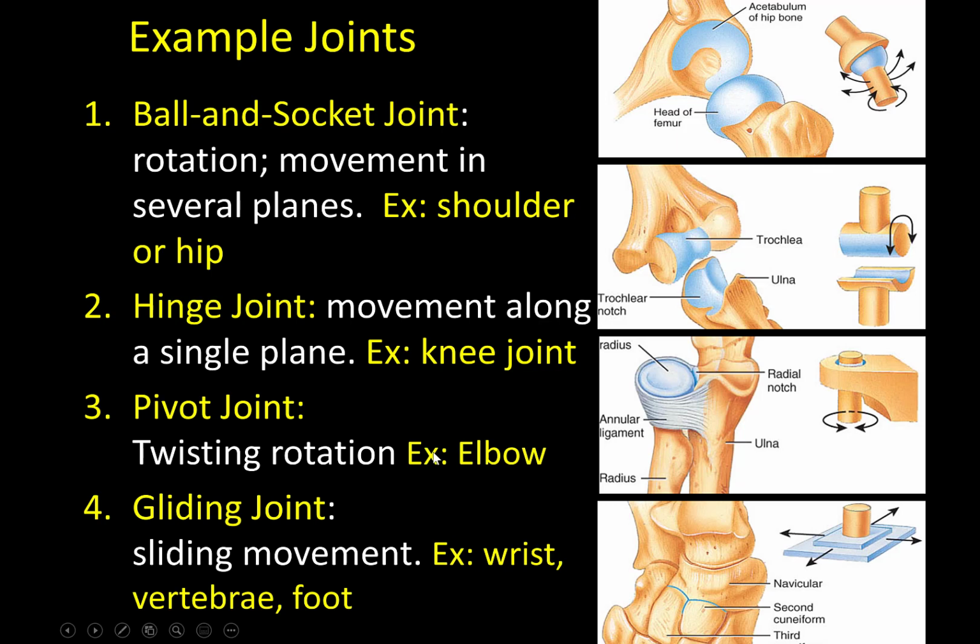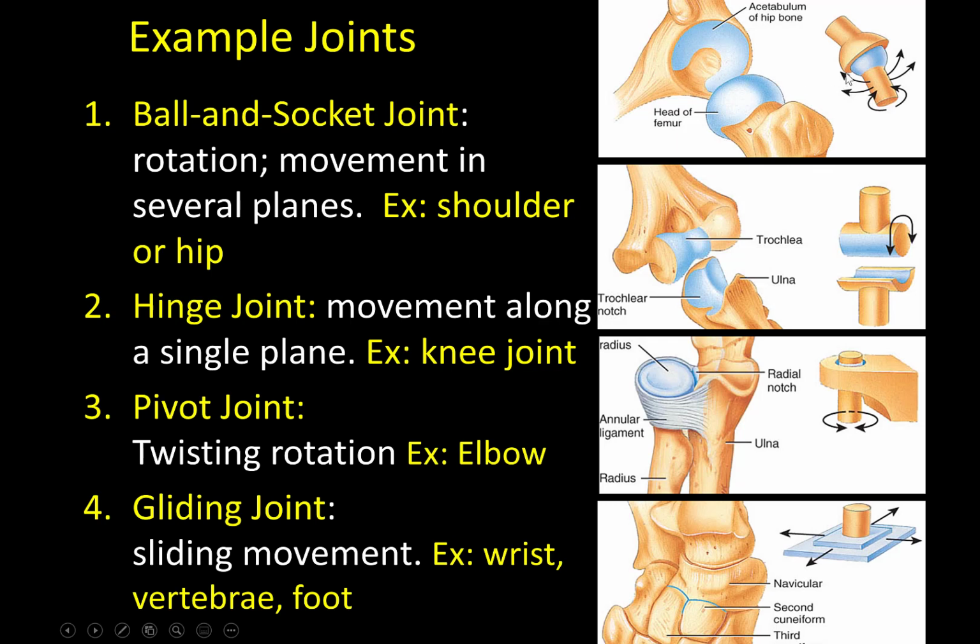Now let's talk about these different types of joints. Here are your 4 examples that you need to know about. The first are called ball and socket joints. A socket is a round indentation. So if you look over here, in this case, this is the socket. It's a structure called the acetabulum. It's found on the hip bone. This is where the head of the femur goes, the head of your thigh bone. It fits right into this round indentation.